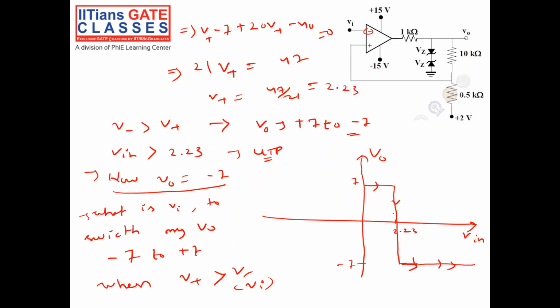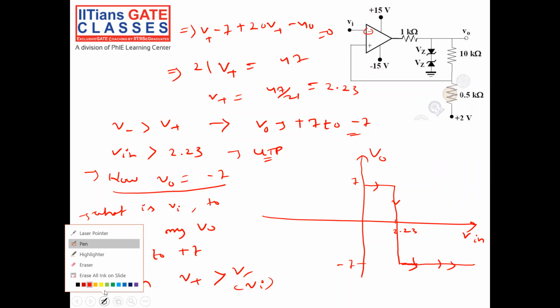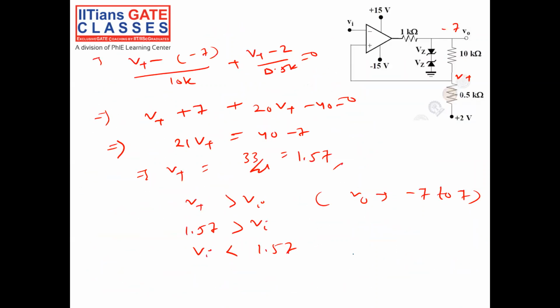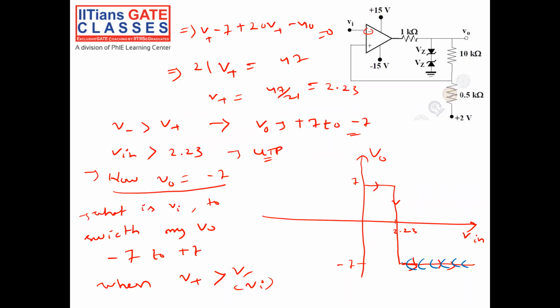So let's put it now. In this, let us change my color. Now, if my Vin is greater than 2.23, my output will stay at minus 7. Now, if I go on decreasing my input to 1.57, suppose this point is 1.57, then if I go on decreasing my input so it is a little less than 1.57, my output will switch from minus 7 to plus 7.